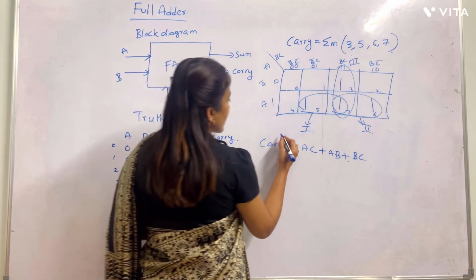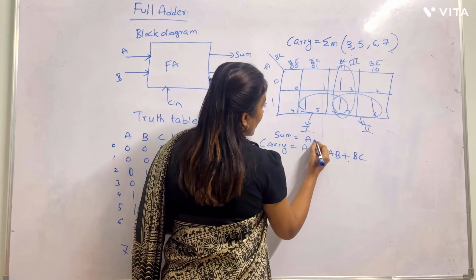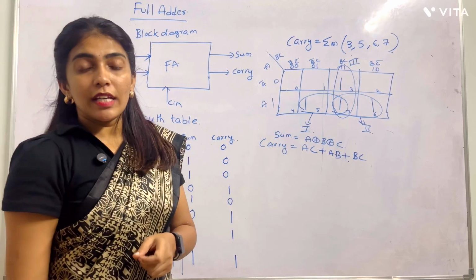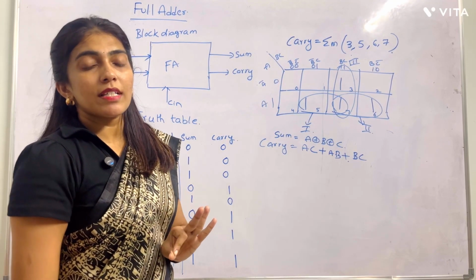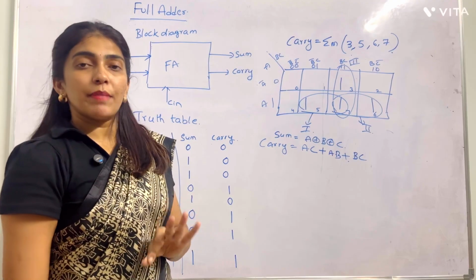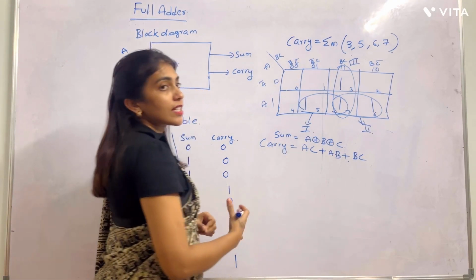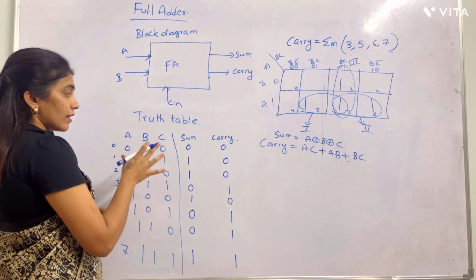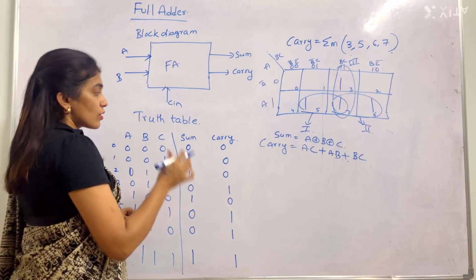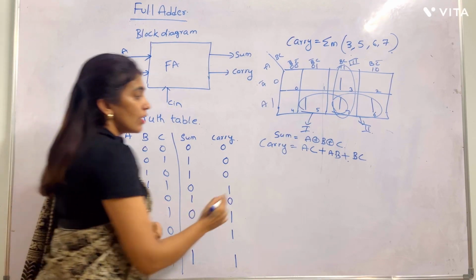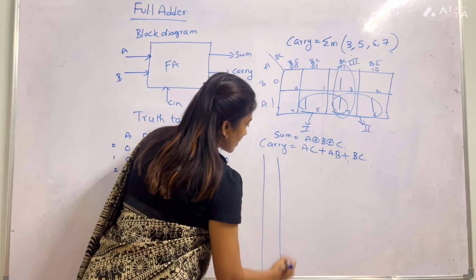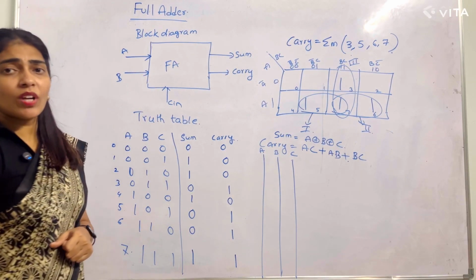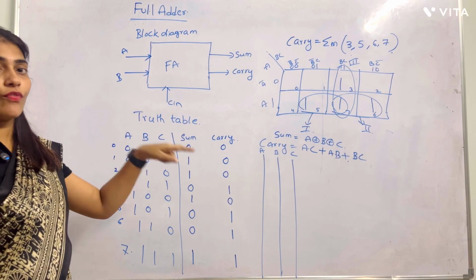Okay, so we got the sum answer also. Sum equals A XOR B XOR C. So for the full adder, the sum formula is A XOR B XOR C and the carry formula is AB plus AC plus BC. Right? Then go for the logic diagram. In this full adder we have three inputs, so I am taking three lines A, B, C. First finish the sum equation, then go for the carry equation.